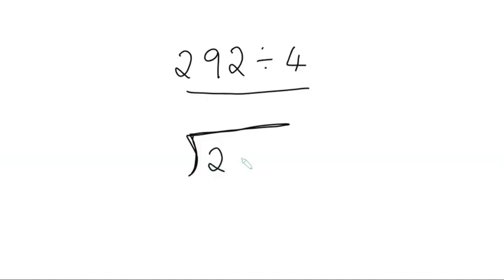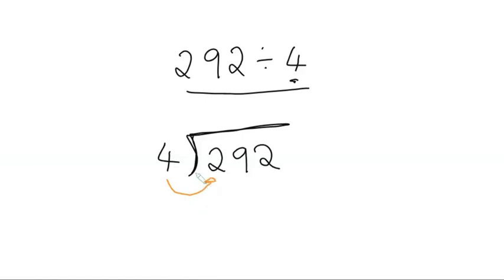So we have 292 inside our bus stop. Which number goes on the outside? Of course, our little old number 4 there. Let me just change the colour of my pen so we can work this out together. What's the first thing we need to do? We need to find out how many times 4 goes into 2.